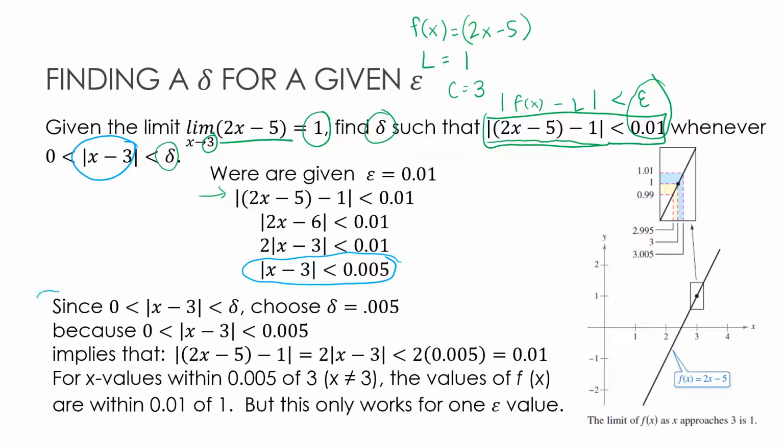So all of this down here is essentially me explaining that answer. Since 0 < |x - 3| < delta, choose delta to be 0.005. Because 0 < |x - 3| < 0.005 implies, essentially I'm doing the math in reverse to make it show that yes, everything works out. Again, this works for only that one epsilon value.